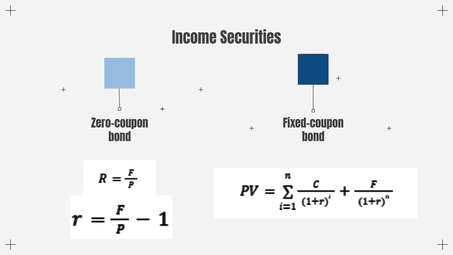A fixed income security is a bond. It provides regular interest payments and a return at maturity. There are two types: the zero coupon bond and the fixed coupon bond. First, the zero coupon bond.